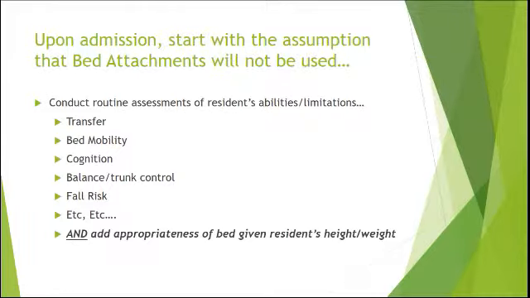Okay, so now we know what we're supposed to do, and how do we get it done? My recommendation is that upon admission, we start with the assumption that bed attachments will not be used, and work up from there. So that means we start with a bed that is free from any bed attachments, so there's no confusion on the staff's part as to whether they should raise or lower a bed rail, or they should be utilizing a halo. If the bed has nothing to start with, there's no confusion.